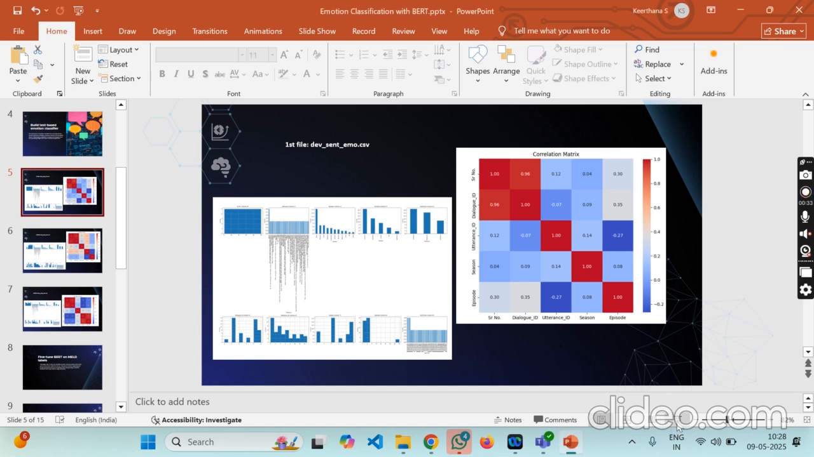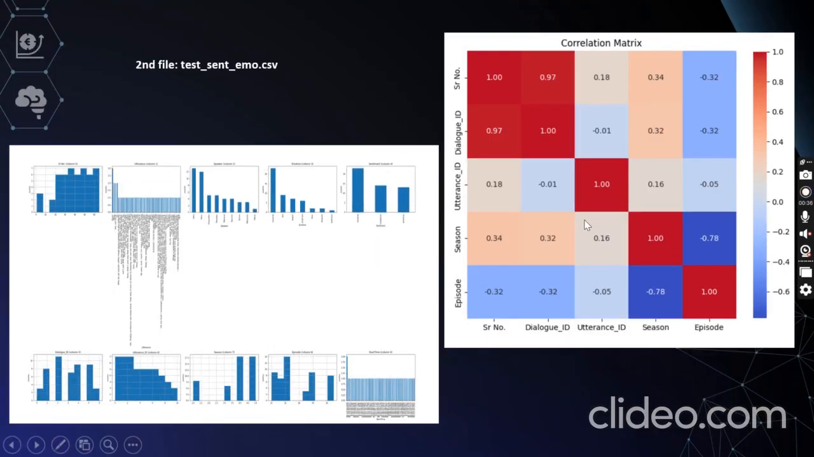So yeah. While going to the second file, you can see in the distribution graph a clear overview of the dataset structure and class representation. The utterances are spread across a handful of speakers, with Joey, Chandler, and Rose being the most frequent, indicating that these characters dominate the dialogue in this test split.